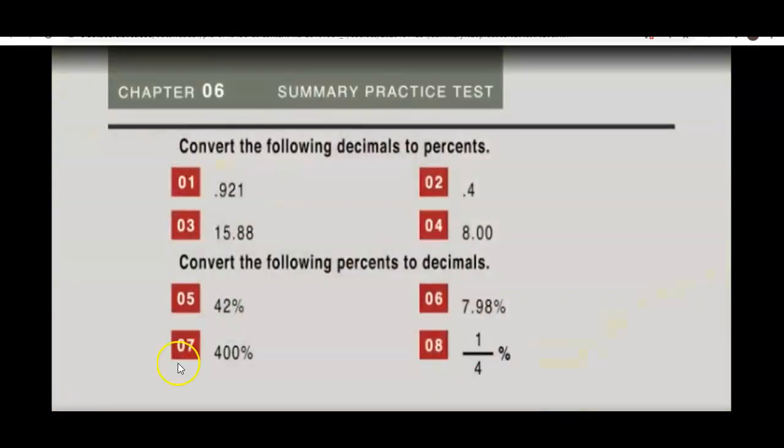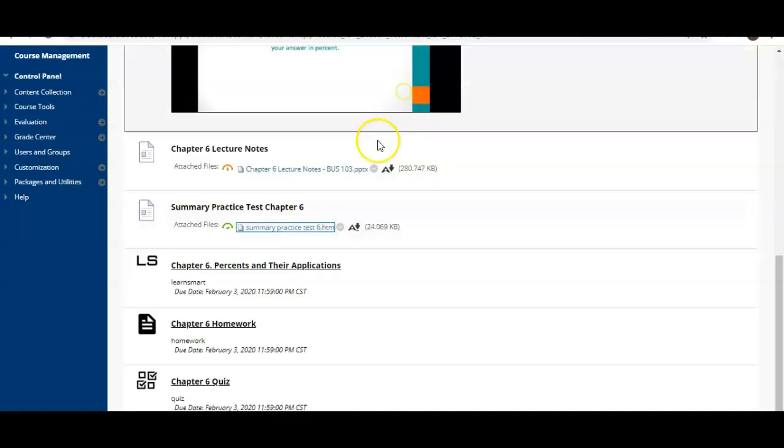Let me just click on one so you can see it. The summary practice test will walk you through. Welcome to the summary practice test for Chapter 6. Let's start with number 1. We're going to be converting the following decimals to percents. So we look at 0.921. We're going to convert it to a percent. So we move the decimal. Okay, that's enough of that.